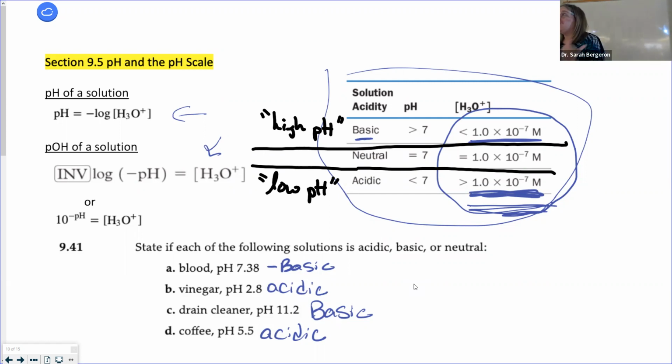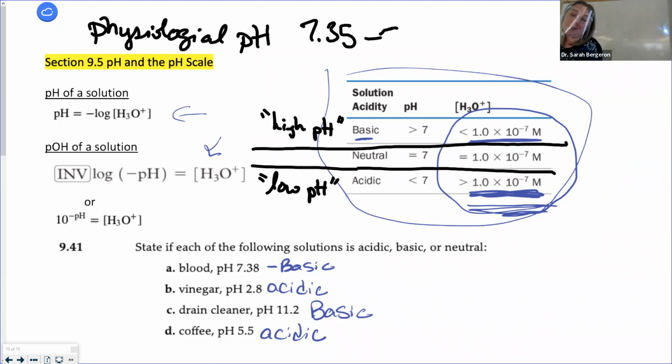Are we neutral? You and I, in our bodies, physiologically, we are not neutral. We have what's called physiological pH. It's not neutral. It's about 7.35 to 7.45. So technically, we're basic. Technically, we're a little bit basic. Okay? So when we talk about pH, what is pH? What does the P stand for? It stands for negative log.